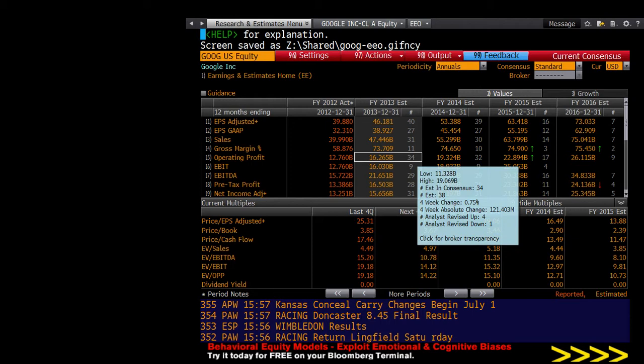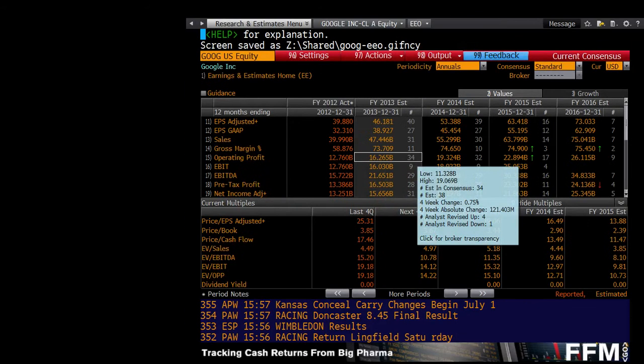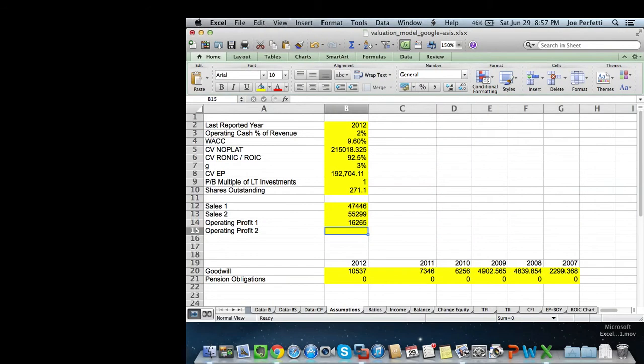So 16,265. And operating profit 219,324. Okay, so those are the four minimal numbers. If you want to put in more years, you're welcome to. But as I said, we at least are going to use the first 2 years. Right? So what do we do now?